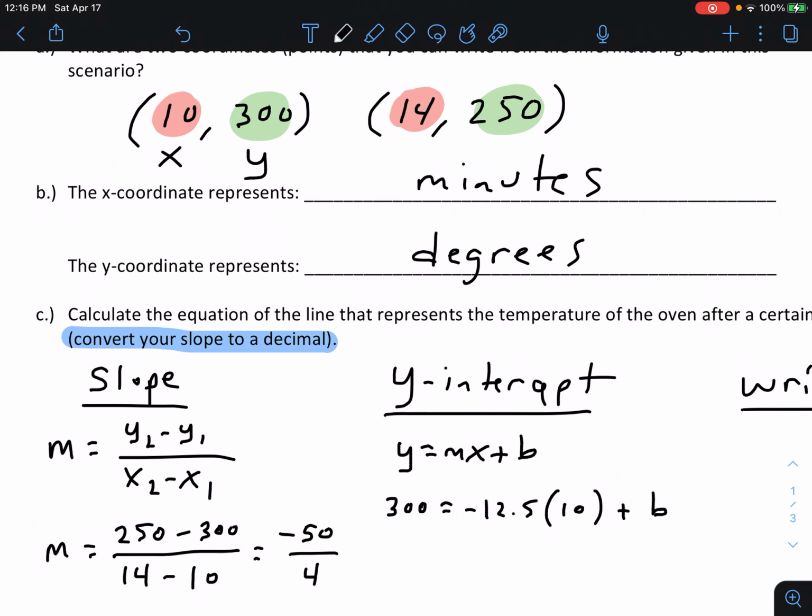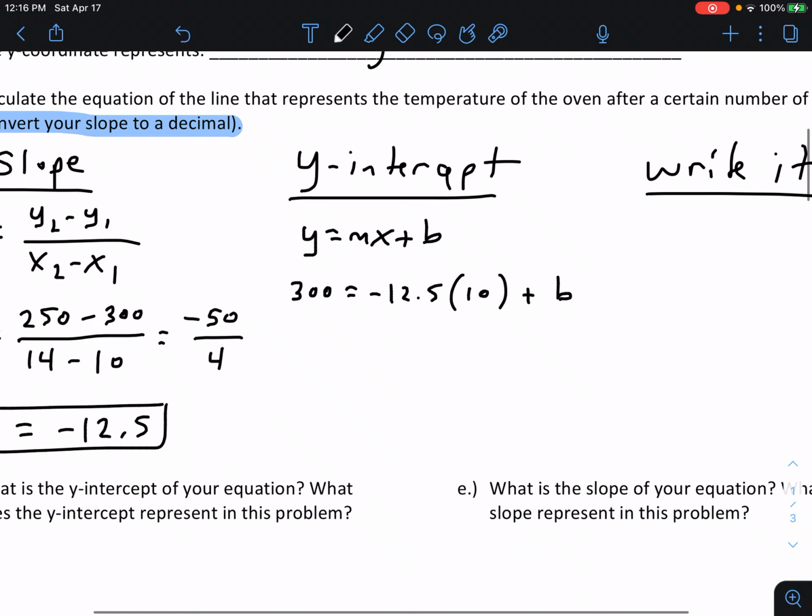Okay, so now I just need to simplify this, and I will find the y-intercept. So to simplify, to start off with, all I'm doing is multiplying the negative 12.5 by 10. So that's just negative 125. And so I'm going to bring down the 300. And I'm going to bring down the plus b. And then since it's negative 125, I'm going to add 125 to both sides.